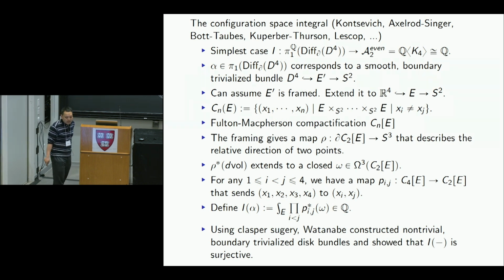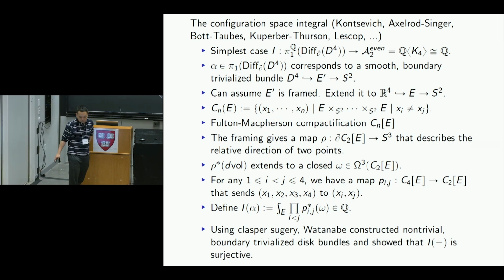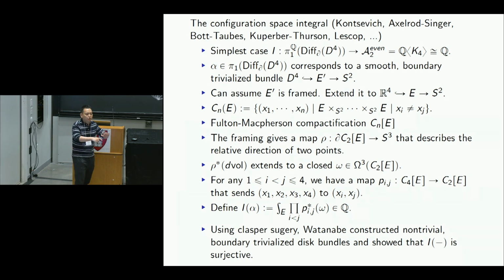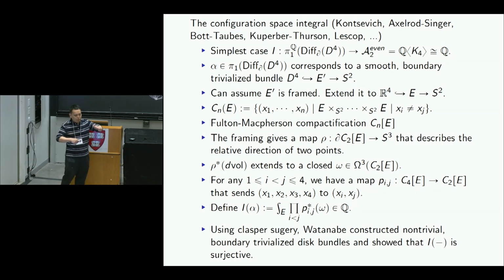So how to do that? Let's consider the configuration space of n different points, okay, all on the same fiber. Then one needs to do compactification. In this case, the Fulton-MacPherson compactification is easier to use because it gives us a manifold with corners. It's easier to do integrals.